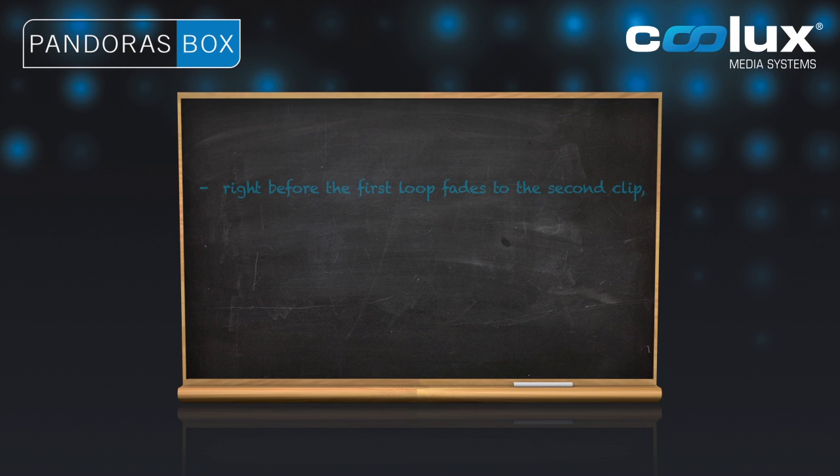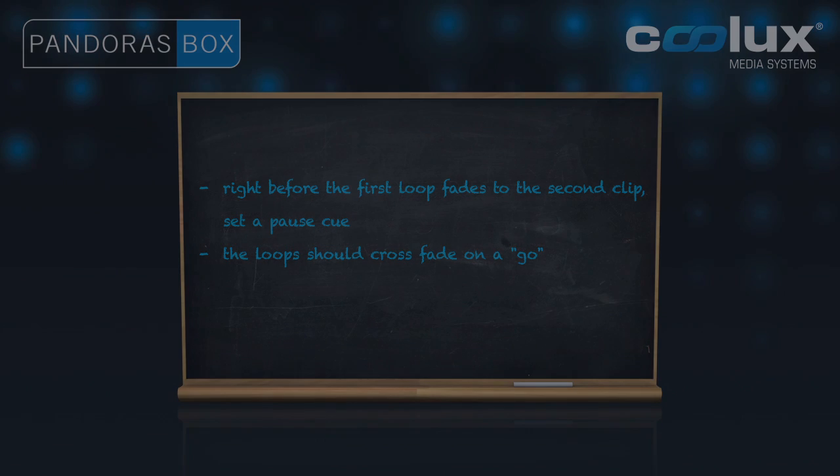Right before the first loop clip begins to fade to the second clip, we want to set a pause cue so that the crossfade will only start once the operator triggers the command. We'll continue with the last exercise's basic setup.